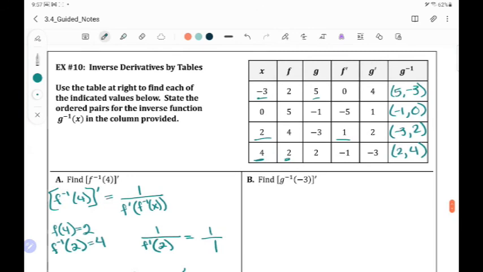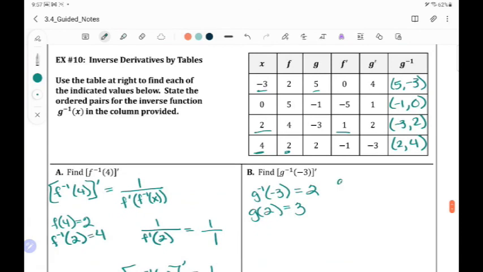G inverse of negative 3 prime. So on this one, what do we know? G inverse of negative 3 equals what? Looking at our table, it's right here, 2. G inverse of negative 3 equals 2. That means G of 2 equals negative 3.